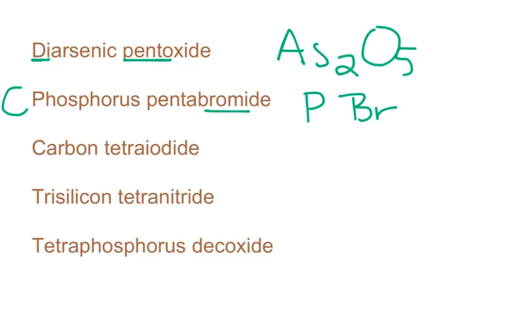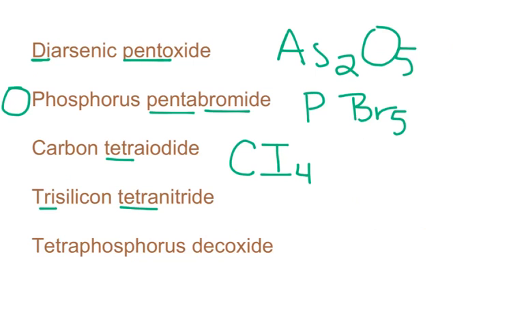This next one, we have phosphorus and bromine. There's no prefix on phosphorus. That means that it's just a 1. We don't write 1, so it's just P. And then the prefix on bromide is penta for 5, so PBr5. Next one, carbon tetraiodide. Carbon, there's no prefix, so there's just 1. And iodine with a subscript of 4 because it's tetra.